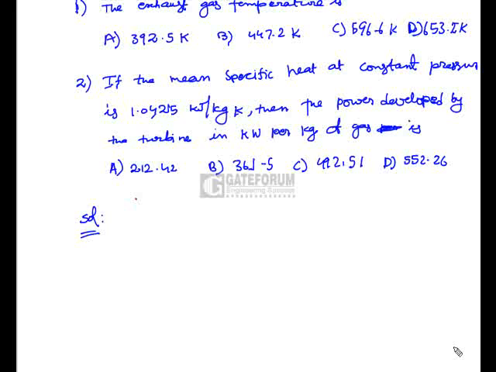Coming to the solution, first let us draw the TS diagram for a gas turbine power plant. Here it is, the Brayton cycle on TS coordinates. Here 1 to 2 is compression, 2 to 3 is heat addition, 3 to 4 is expansion, and 4 to 1 is heat rejection. Here 3 to 4 is expansion which occurs in the turbine.